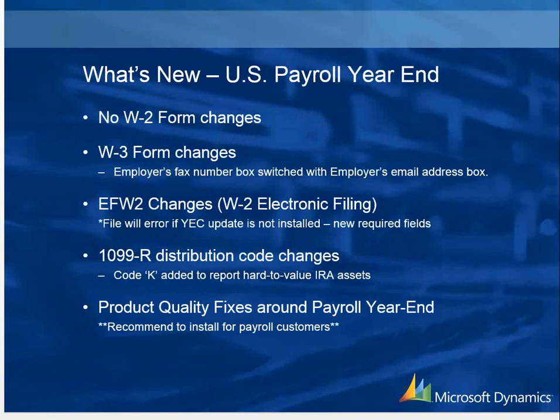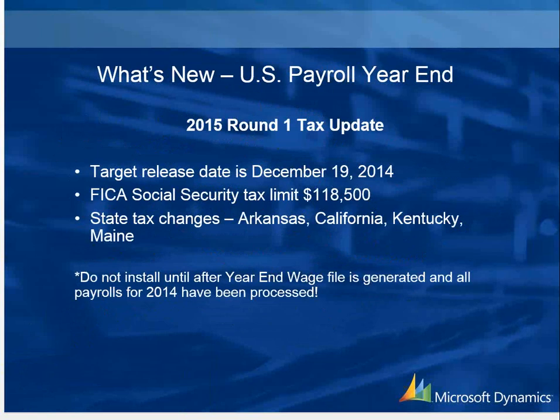I won't go through all the changes that are listed in the document. Again, you'd be able to ask and get a copy of this. So no W-2 changes, for example, but there have been changes at the W-3 level. The updates, again, for the tax updates, those should now be available for download on Customer Source. FICA has updated their Social Security tax limit, and there are some state-by-state tax changes available as well. And again, a reminder, don't install the year-end update until the wage file has been generated, and all the payroll for 2014 has been processed. So get that cleared out first.